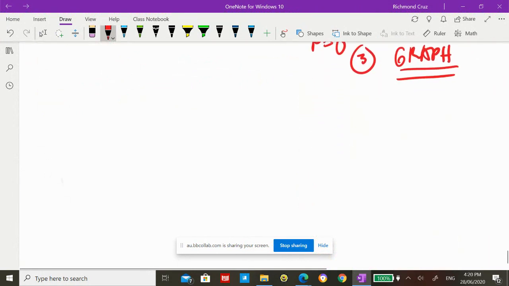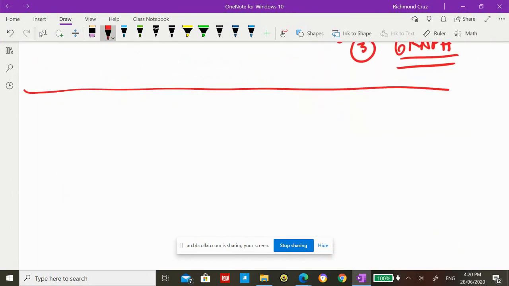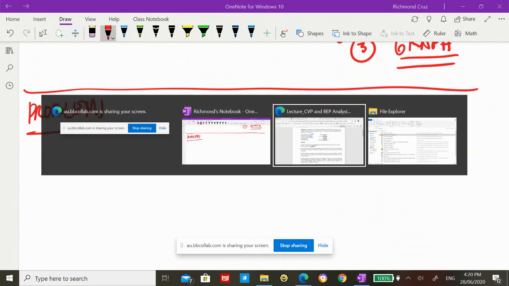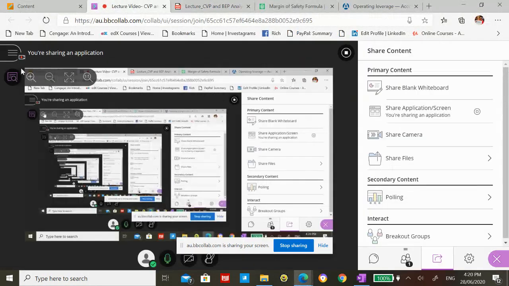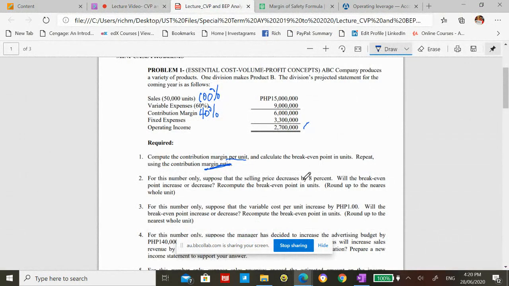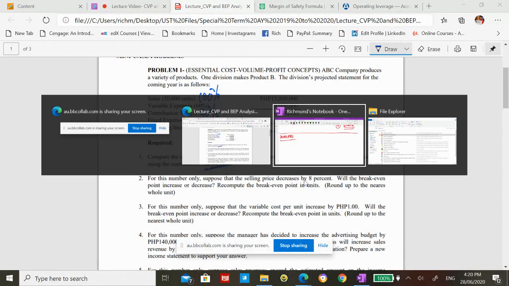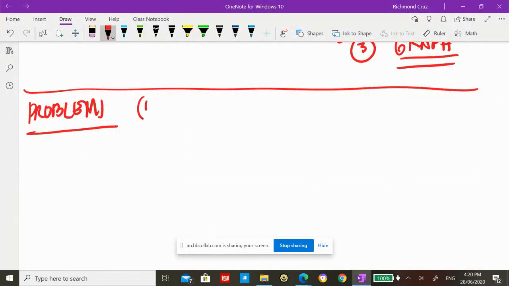Let's answer the problem first. So this is problem 1. It says in problem 1, compute the contribution margin per unit. Take note, we have sales of 15 million. So number 1, right? What is being asked is the CM per unit first.